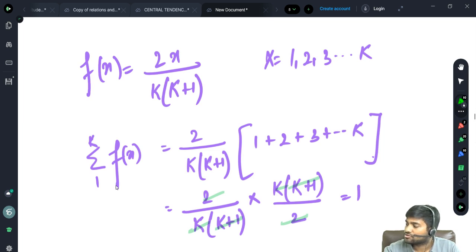Sir, can we not assume k as any number and then prove? No. Why will you assume k as any number?